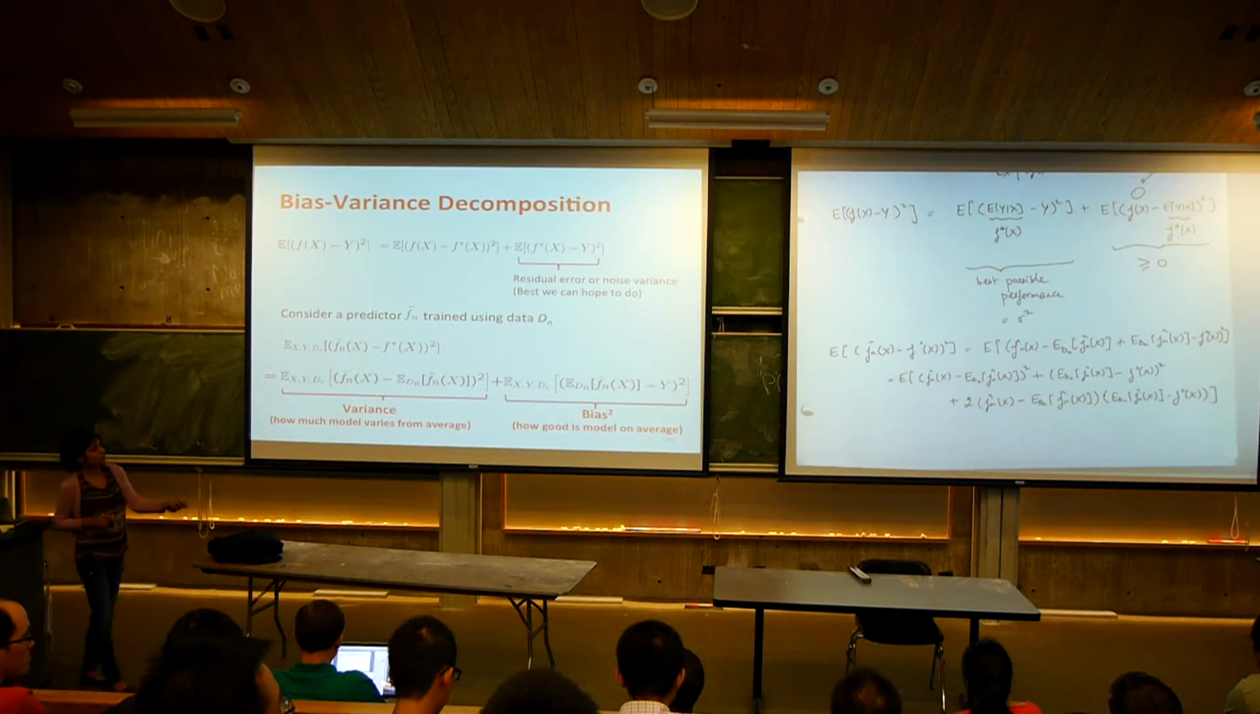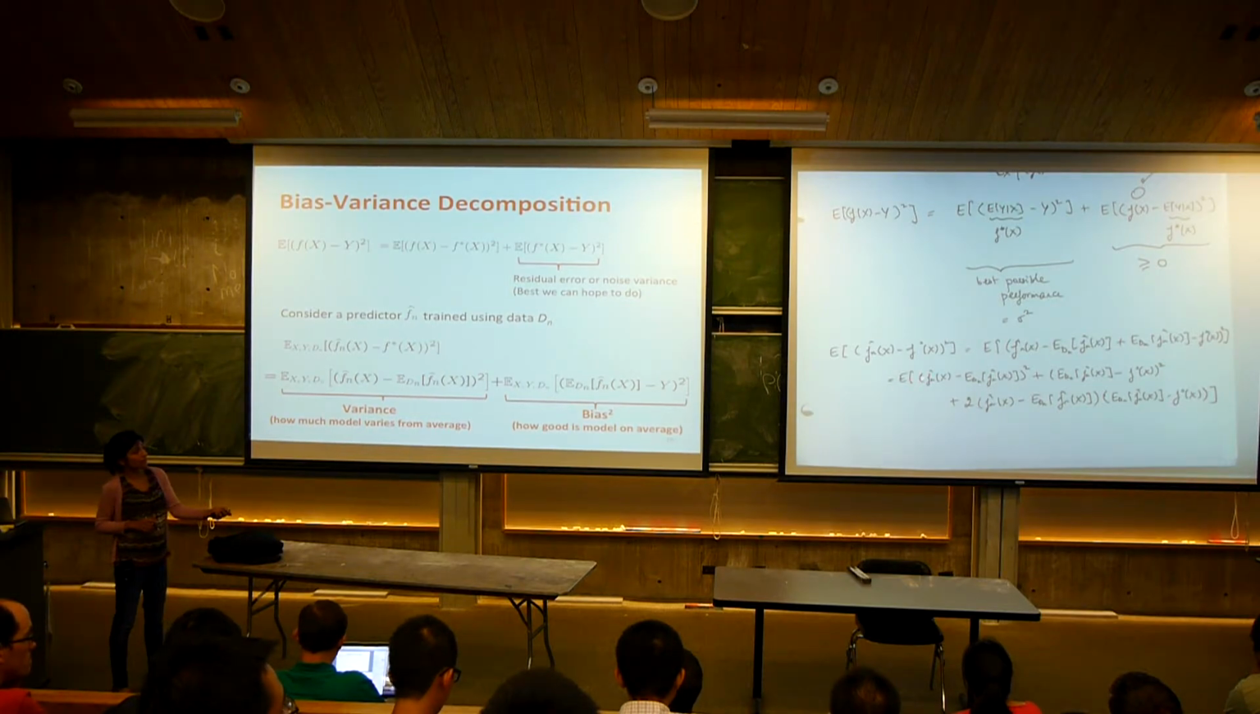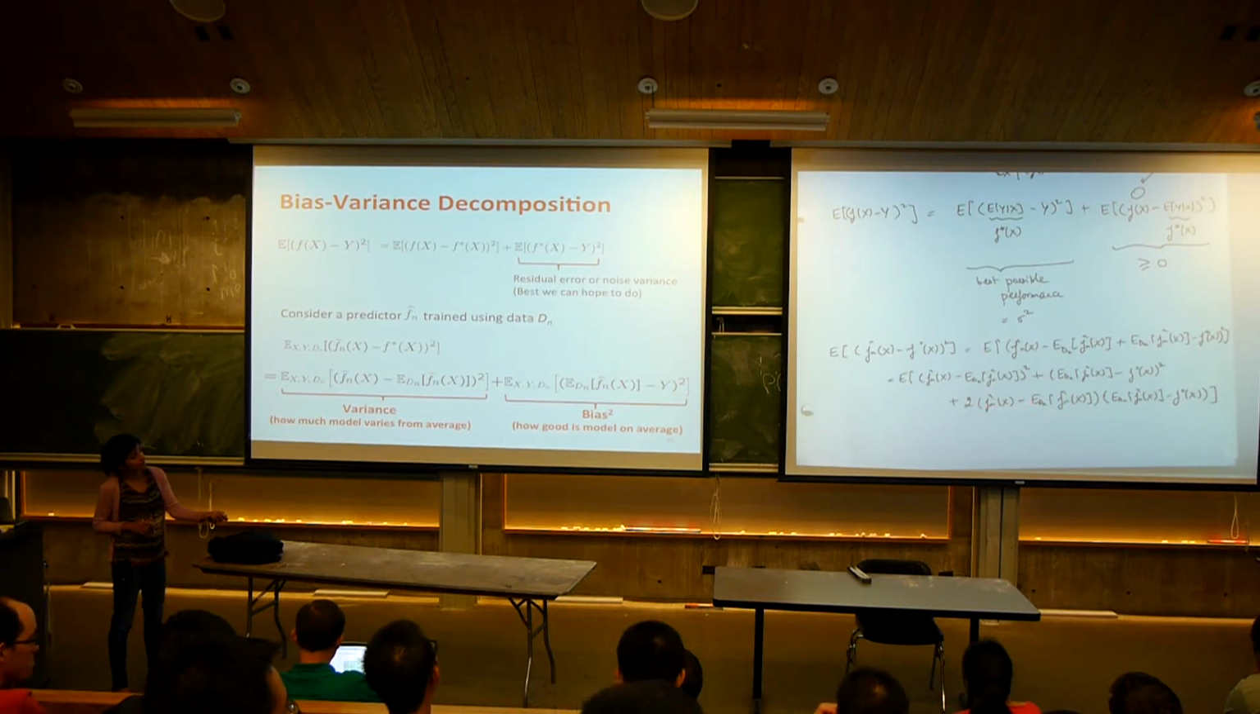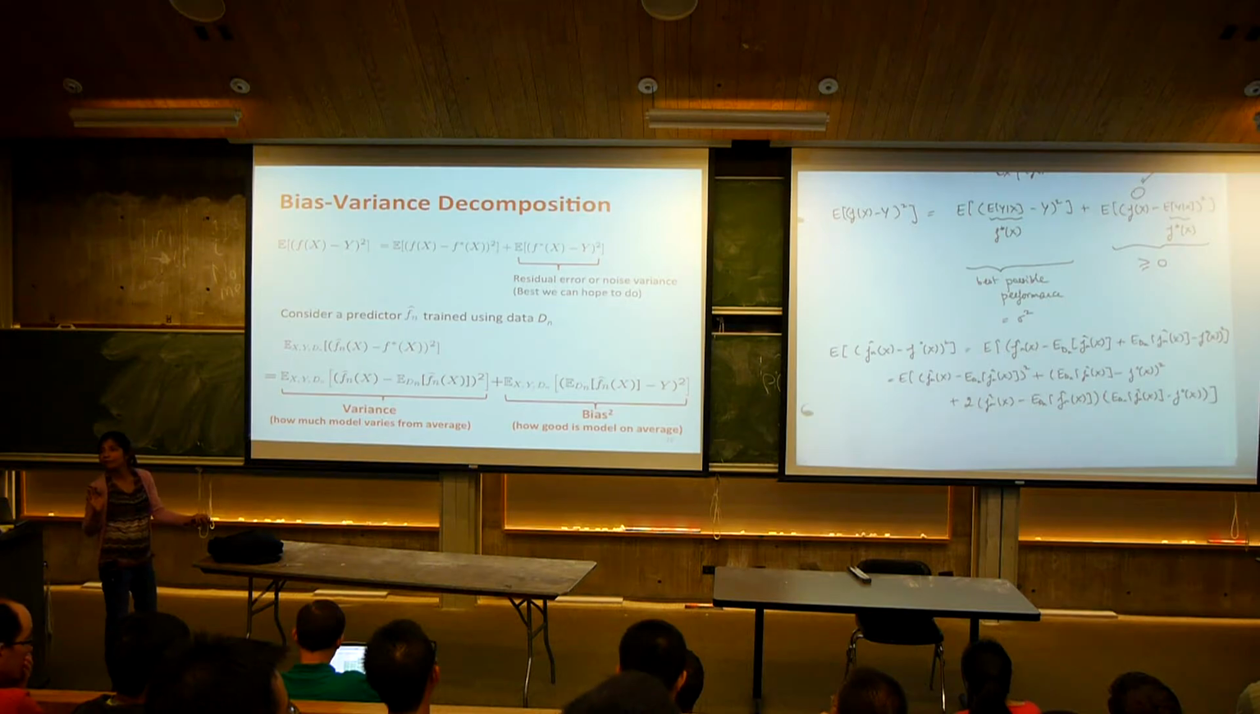Will that vanish? Because as I said, the outer expectation involves everything. It involves x, y, and the data set. So when we take the expected value over the data set inside, for the second term, that's a constant, so we can bring that out of the expectation, and for the first one, we just get a 0. People okay with that?